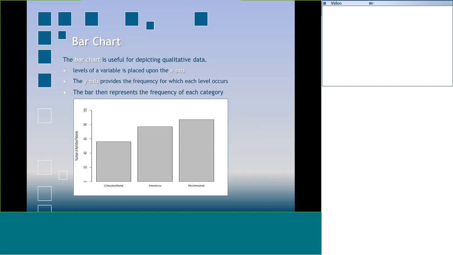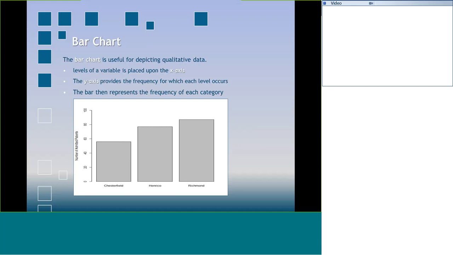The first graph that we are going to talk about is the bar chart. The bar chart is useful for depicting qualitative data. To construct a bar chart, a label for each level of a variable is placed upon the x-axis. The y-axis provides the frequency for which each level occurs. The bar then represents the frequency of each category with space between each level.